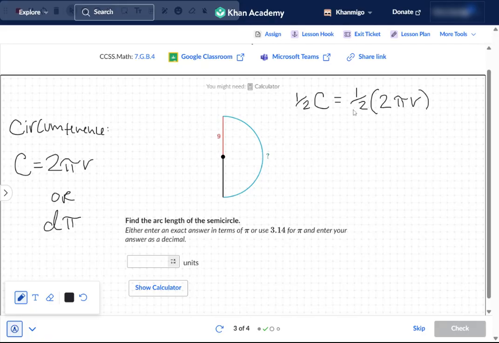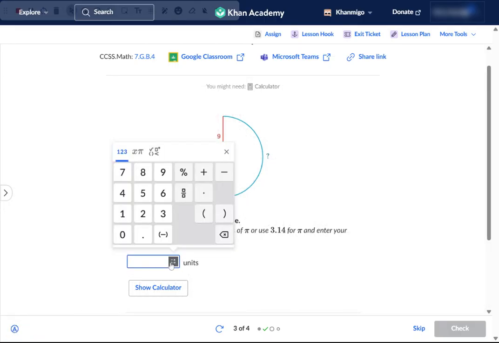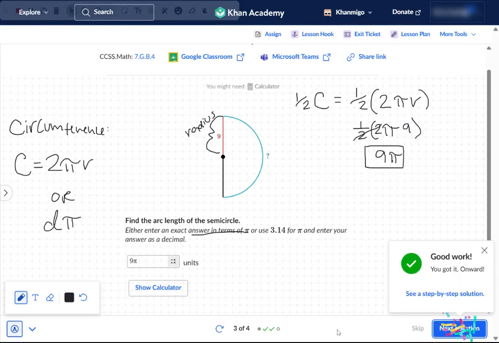So half of 2 pi r. So half of 2 pi, and instead of r, this is our radius. They tell us radius. They say it is 9, so we're going to plug that in. Half of 2 is 1, so that's gone. Rewriting, that's 9 pi, pi times 9, or 9 times pi. And again, we can plug that in the calculator, or we can leave it in terms of pi. So let's just leave it like that, so we can do less work. So 9 pi, and we'll check again.